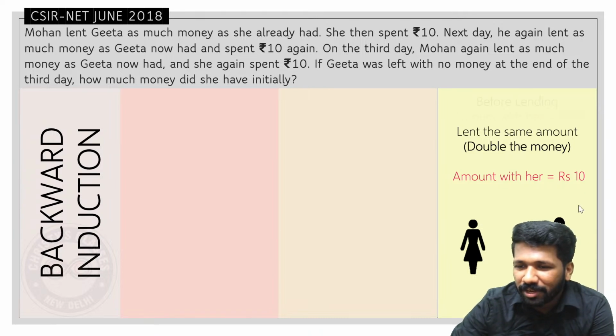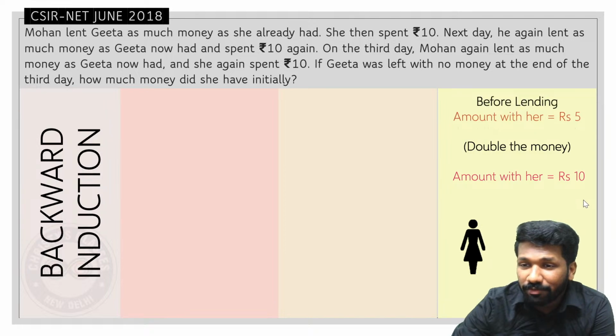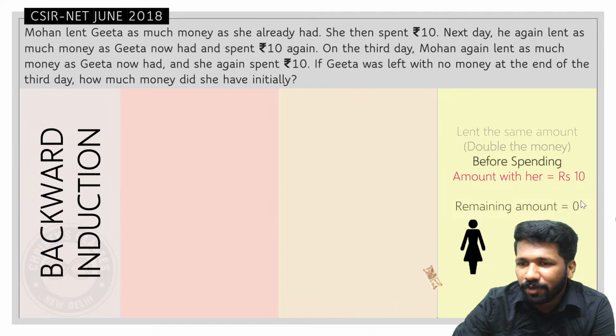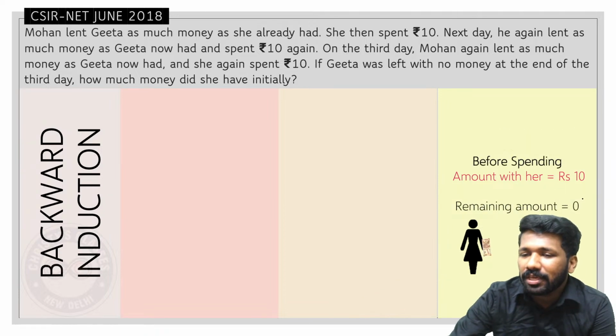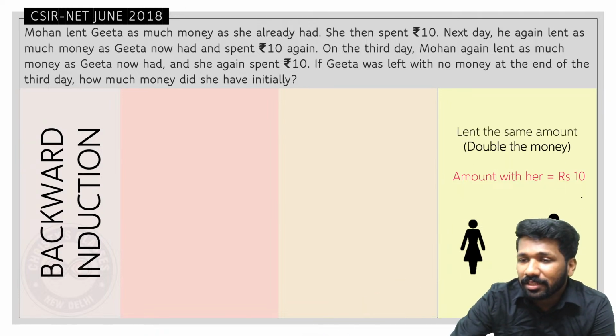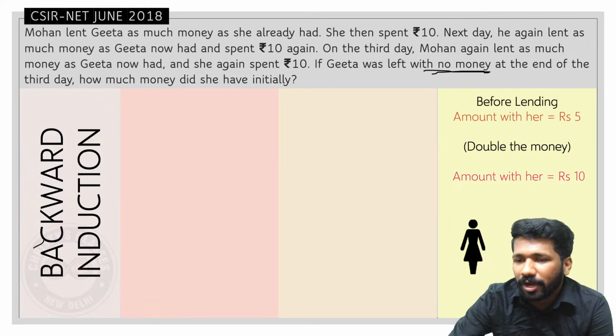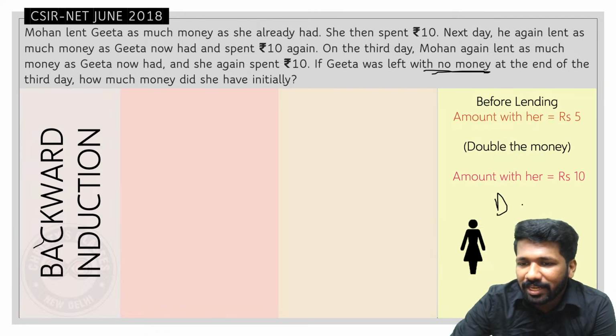So Mohan gave 10 rupee. Sorry, Mohan gave half the money. That is how the money got doubled. That means Mohan gave 5 rupee. The remaining 5 rupee Geeta had. That means the money she had before that will be 5 rupee. All of you understood? In the beginning of day 3, she had 5 rupee.